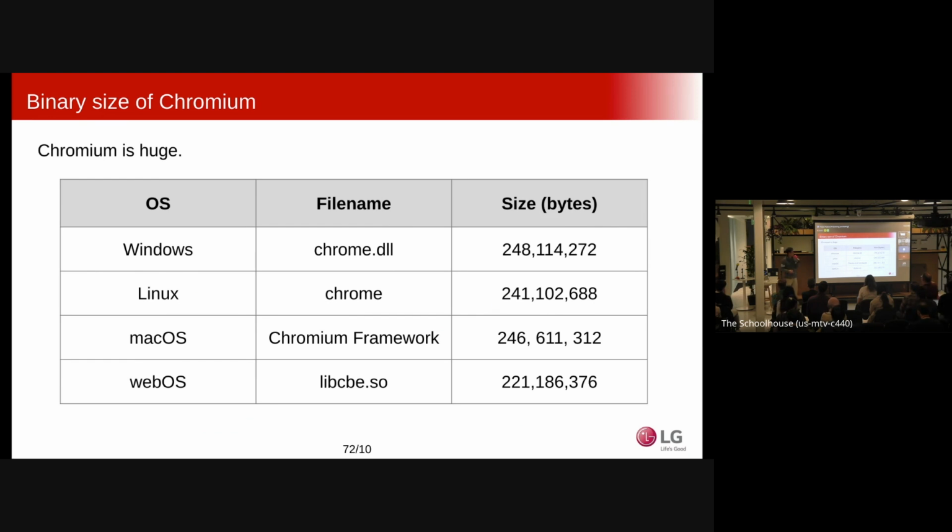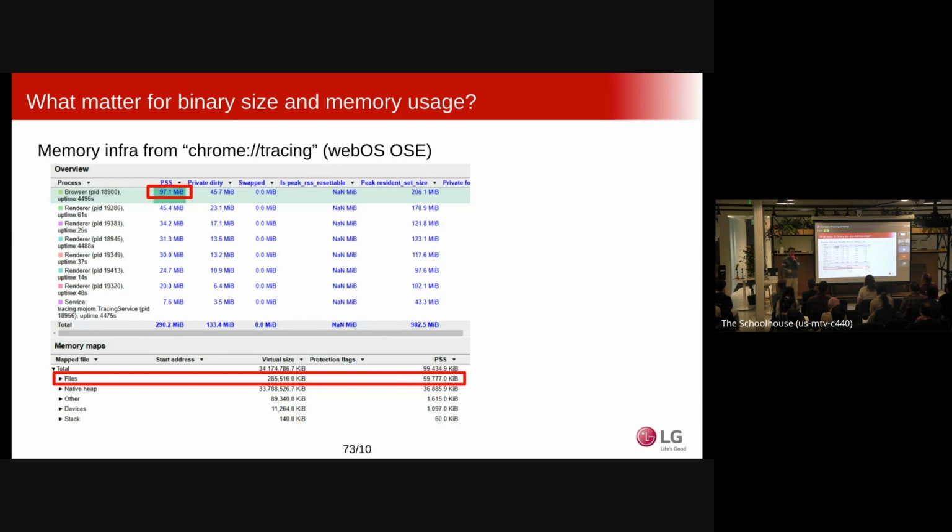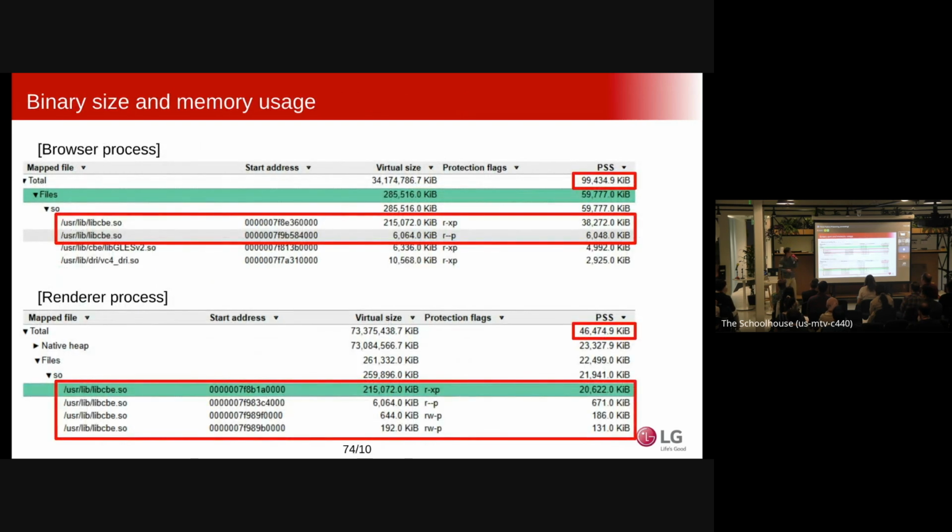However, what matters for the binary size and the memory usage is how much memory is used to load the text segment of the library, which you can see through the memory-infra tool of Chromium. And if you open the files column, you can see that more than 40 megabytes was used to load the Chromium library in webOS. So the text segment of the library is a huge portion of the memory usage. And we can assume that if we reduce the binary size, then the memory usage can be reduced.